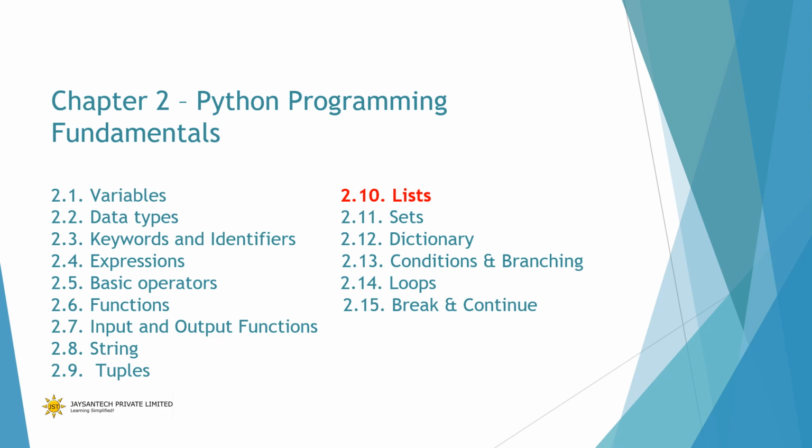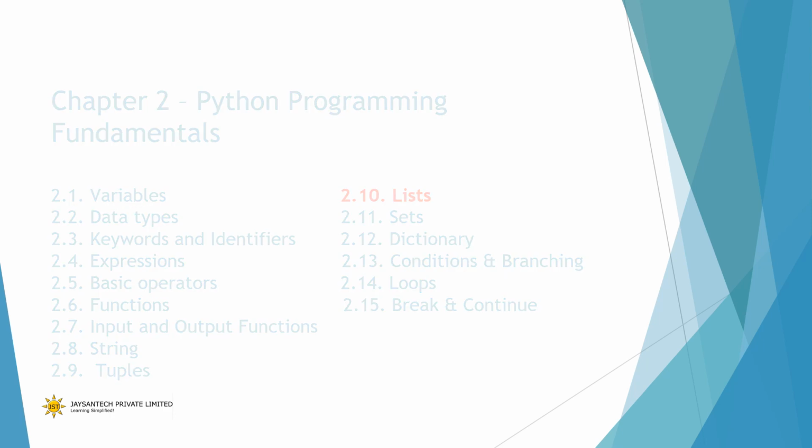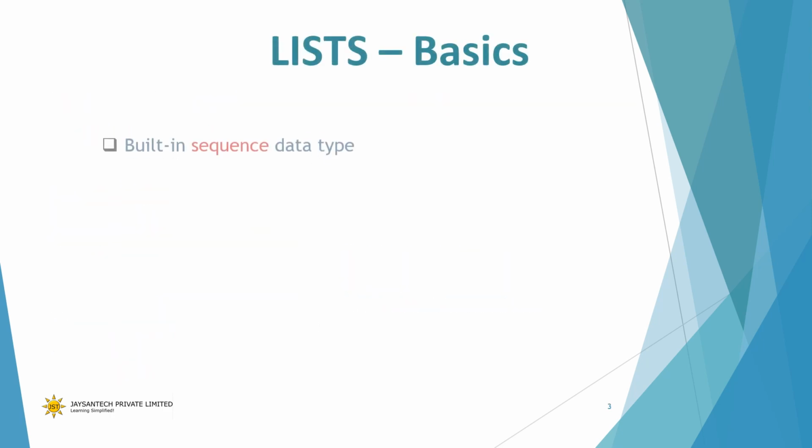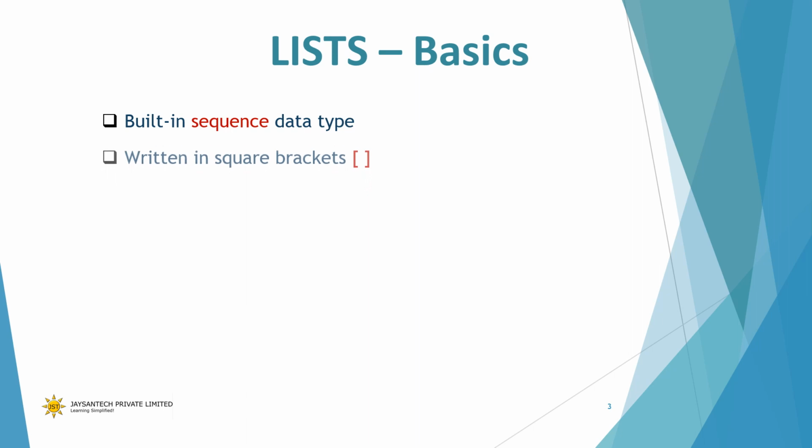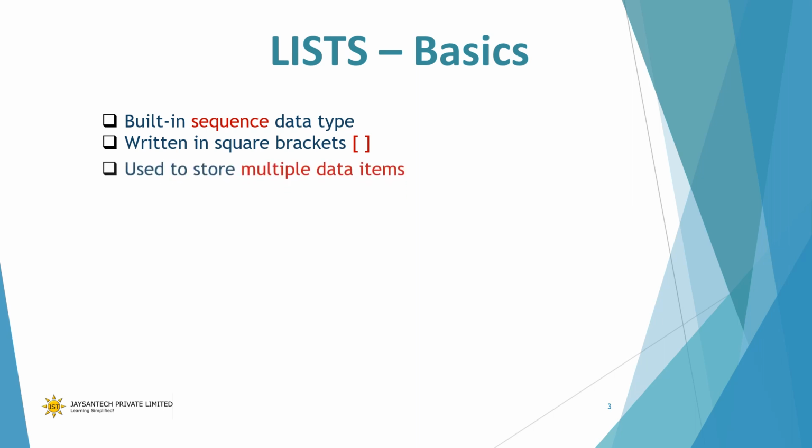Today we'll be looking at lists. A list is a built-in sequence data type provided by Python. It is written using square brackets, that is, the data elements in it are written inside square brackets separated by commas. It is used to store multiple data items.